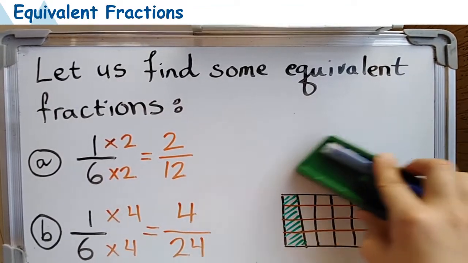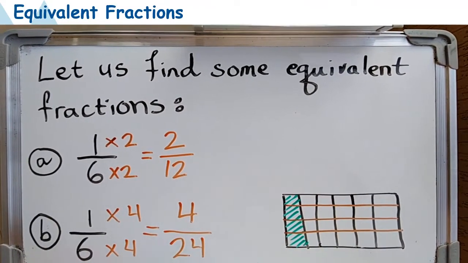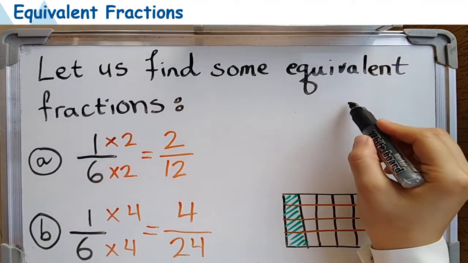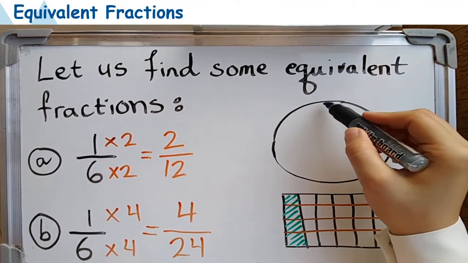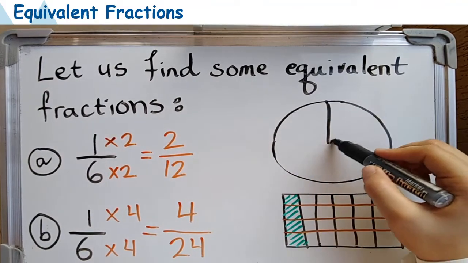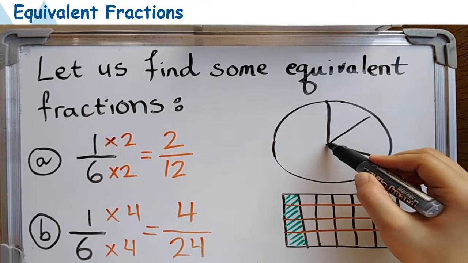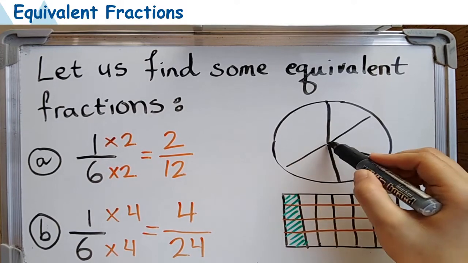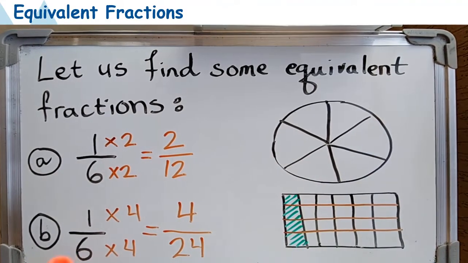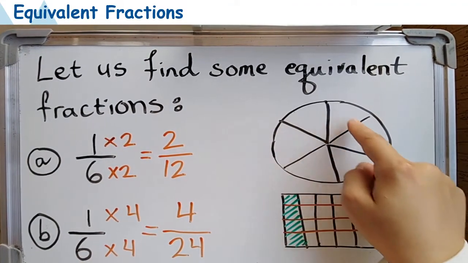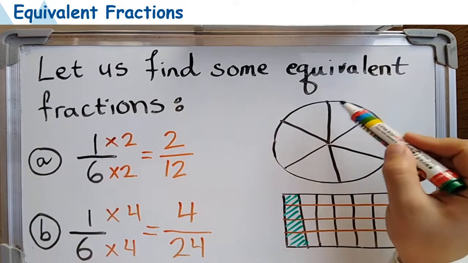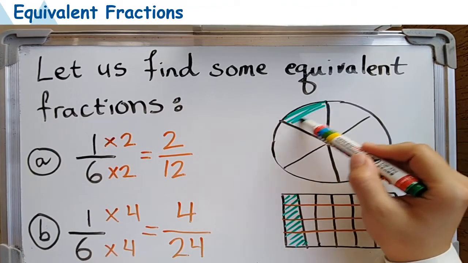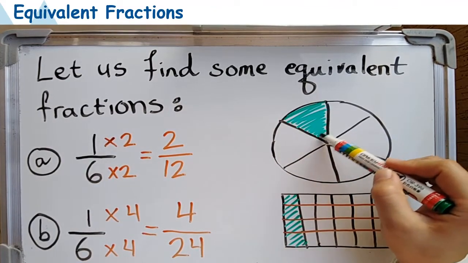Before we move on to the following one, some might ask me, why did I use blocks? We normally use circles to represent fractions. So let us draw a circle and represent the same fraction. I'm going to partition the circle into 6 equal parts, or cut it into 6 equal parts. Then I'm going to shade 1 part out of these 6.